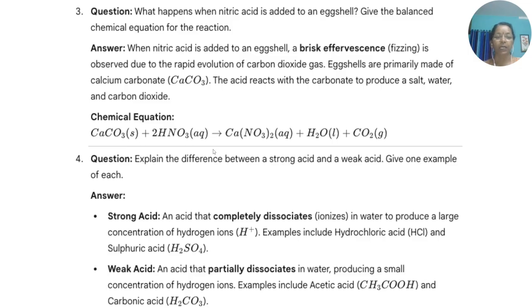Okay, now explain the difference between a strong and a weak acid. Strong acid completely dissociates, whereas weak acid partially dissociates. Strong acid, the concentration of H plus ions will be very high, whereas weak acid, the concentration of H plus ions will be very low. Okay, so that is the difference between strong and weak acids.